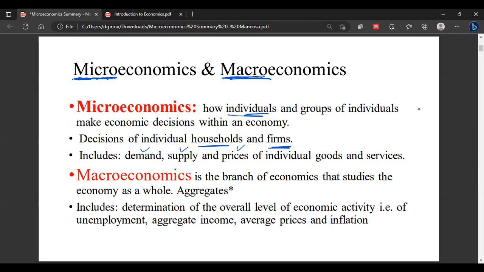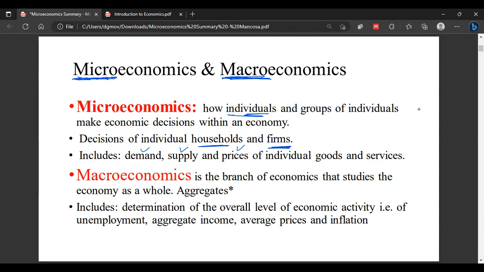When he speaks, he doesn't speak about households, one household. He speaks about the economy as a whole, the performance of the economy as a whole. So we are talking about your GDP, your gross domestic product, how much has been produced in South Africa. That is macro, totals. So we are simply in a bid to determine the overall level of economic activity, right?